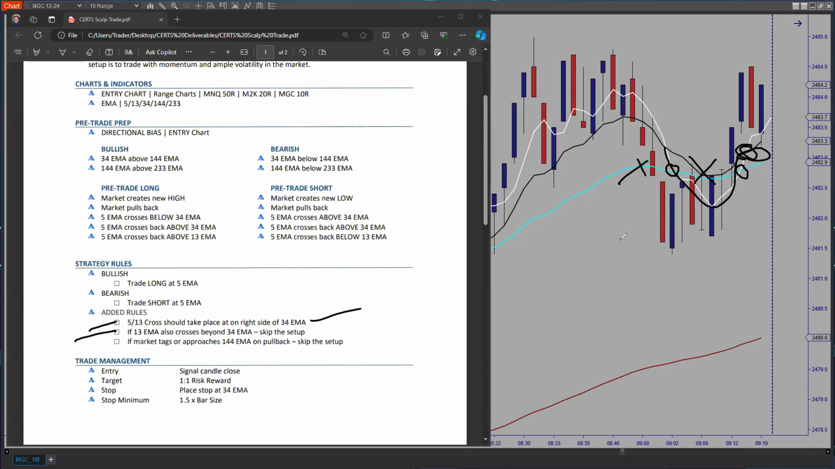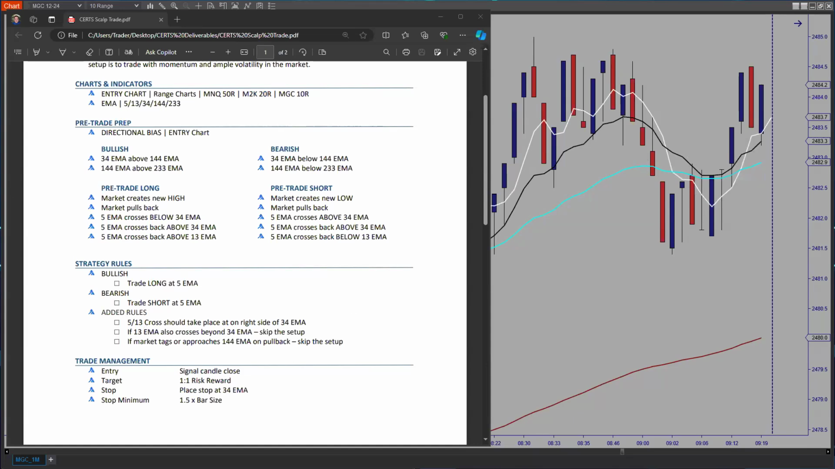You guys are like, I thought it was just going to be a 1-2 cross and we get in. Now, this is going to give you the edge that you need. So it's worth learning. So basically what we're looking at, 5 crossing under, but the 13 not. And then the 5 crossing at or above the 34. Okay, that's what we're looking for.